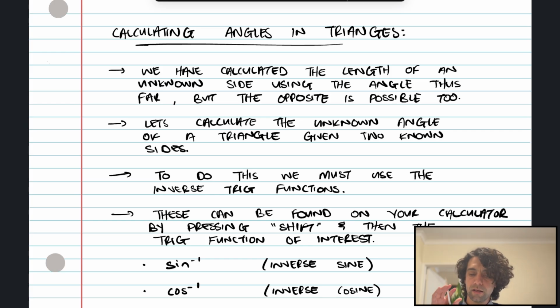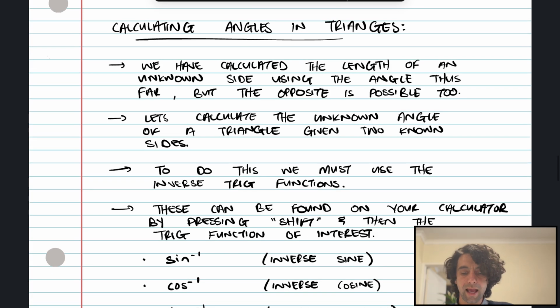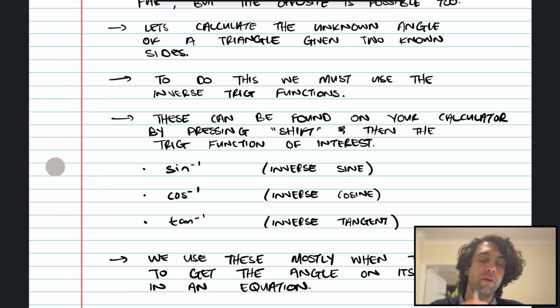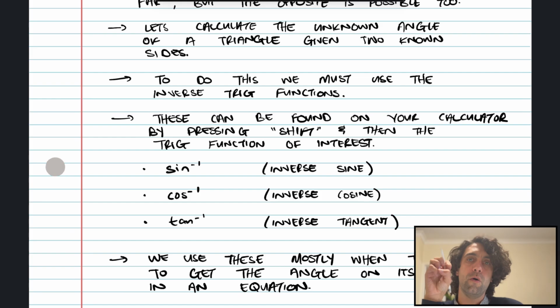So we have calculated the length of an unknown side using the angle thus far, but the opposite is possible too. So let's calculate the unknown angles of a triangle if we are given two known sides. To do this, we must use the inverse trig function. These can also be found on your calculator, although they are slightly hidden. On your classic calculator, they are normally yellow. So what we have to do is press that little shift button, it's usually at the top left of your calculator, and then press your function of interest.